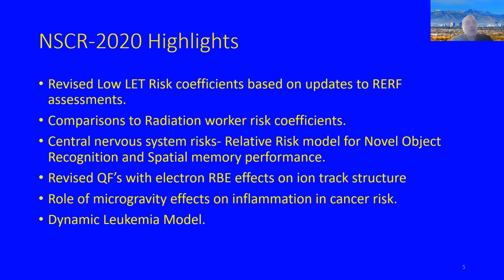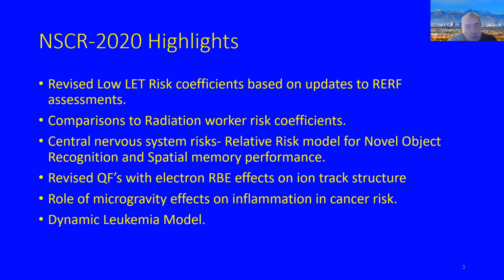So we broke up the quality factor into those two terms and used estimates from radiobiology data for the parameters of the model. The new model has revised low LET coefficients based on the latest data from Hiroshima and Nagasaki, replacing the previous NSCR models. We also made some estimates for radiation worker risk coefficients, but they're kind of noisy and they don't have the same observations as Hiroshima and Nagasaki. It's kind of complicated by the chronic exposure over many years, different time periods.